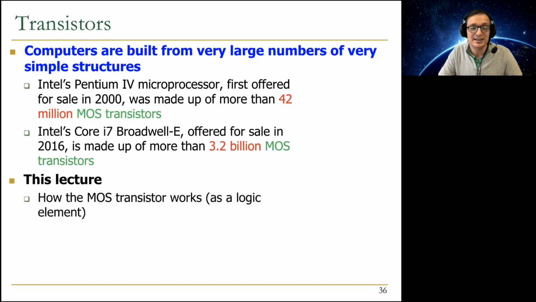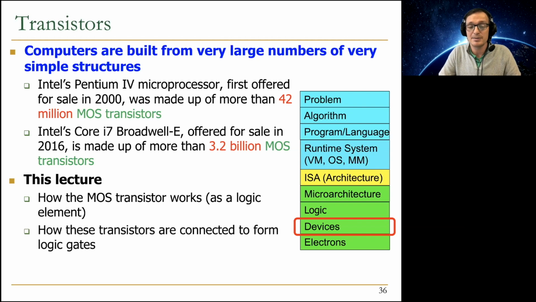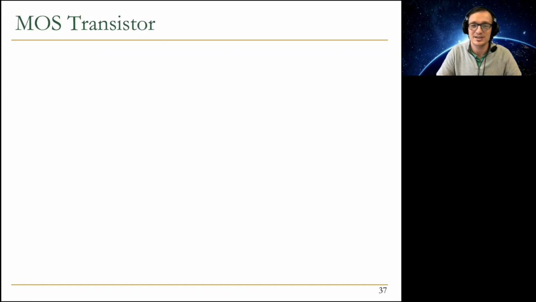So in this lecture, we're going to look at how the metal oxide semiconductor or MOS transistor works as a logic element. So we're going to really start with that device, but we're not going to look at the device principles of how it really operates. That's really not the subject of this course. And then we're going to talk about how these transistors are connected to form logic gates. So we're going to move to the logic layer. And then we're going to talk about how logic gates are interconnected to form larger units that are needed to construct a computer. This is going to span multiple lectures, of course, not just this lecture. So let's start with this MOS transistor.